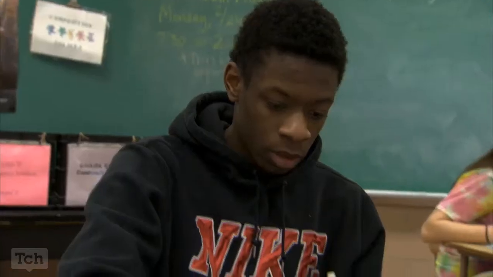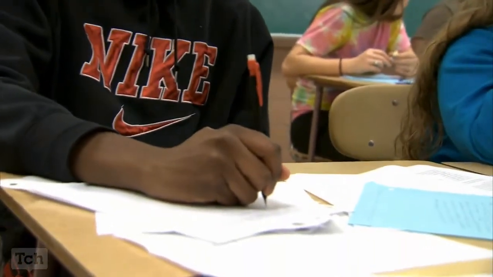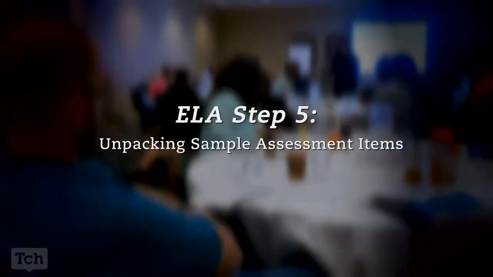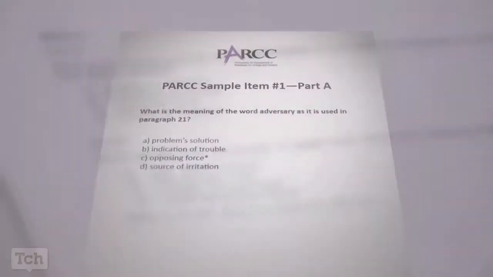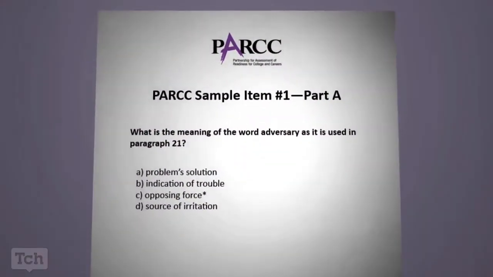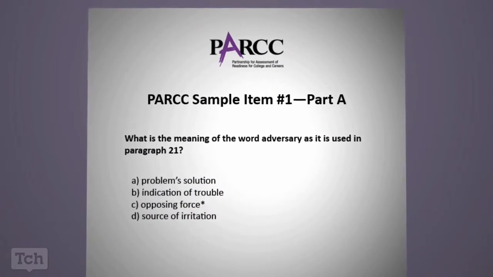Step 5 takes us into what do students need to know, what do they need to be able to do to demonstrate that they're meeting or approaching mastery of the standard. If you look at that very first item, it's a vocabulary item. What's the meaning of the word adversariate as it's used in paragraph 21 of the passage from Byron's Winter?